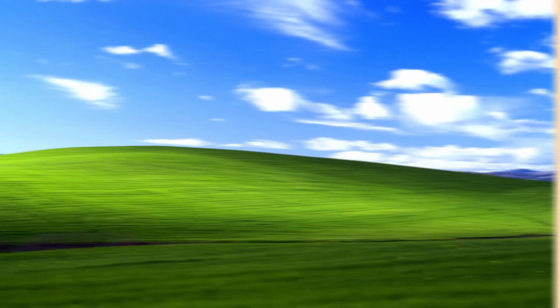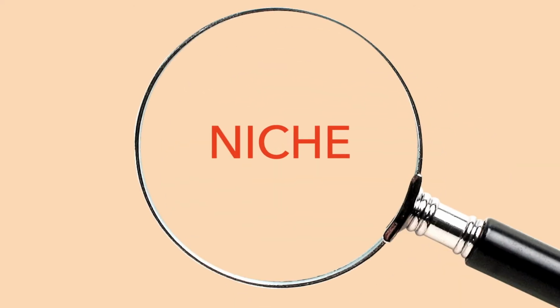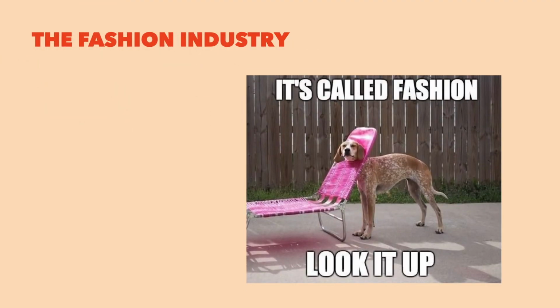Second, the landscape. The landscape consists of the overarching environment. Any global trend or indirect influence can be part of the landscape. At the bottom, we have the niche, a layer of upcoming, innovative and progressive ideas aiming to push the transition and to become the regime. To illustrate how these work together, we will use the fashion industry as an example.